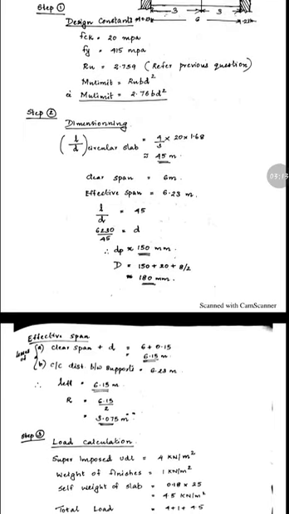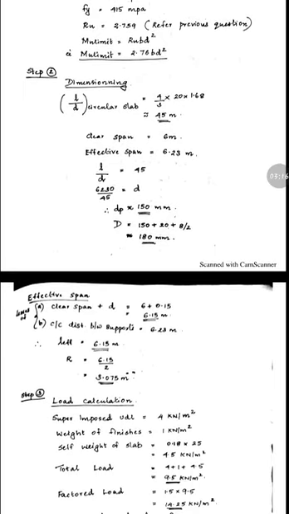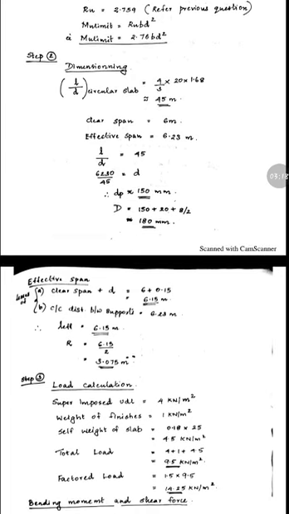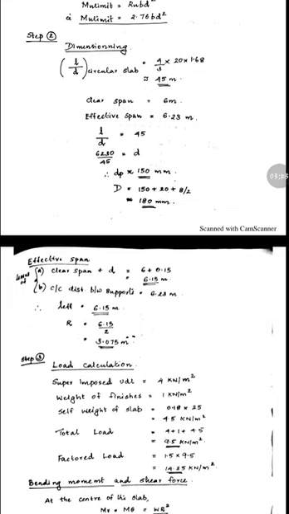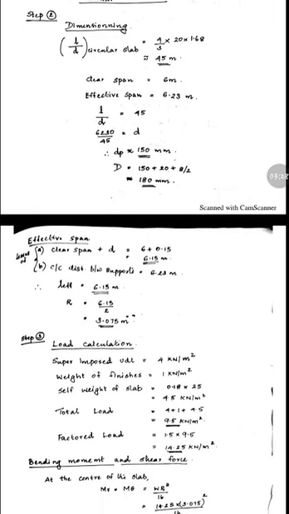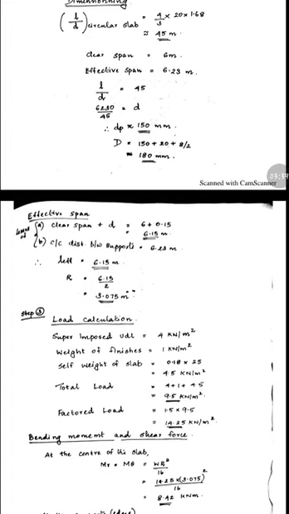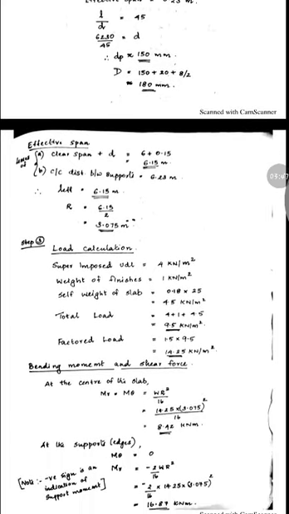Here we have L by D ratio for the circular slab equal to 4 by 3 into L by D ratio of normal conventional one-way slab multiplied by 1.68. Here we have a clear span of 6 meter, effective span of 6.23 meter. To start with, we are considering effective span as 6.23. L by D ratio equal to 45. Therefore, d provided is 150, capital D is 180 mm.